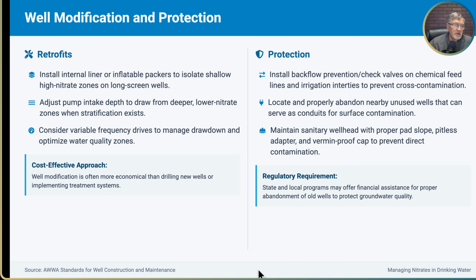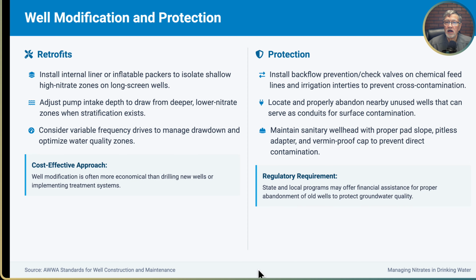Well modification and protection. There are retrofits, and I talked about this earlier. Installing an internal liner or inflatable packers to isolate shallow high nitrate zones along screened wells is one way to do it. You can also seal off those zones. You can adjust the pump intake to draw from deeper, lower nitrate zones when stratification exists. You can consider VFDs to manage drawdown and optimize water quality zones.